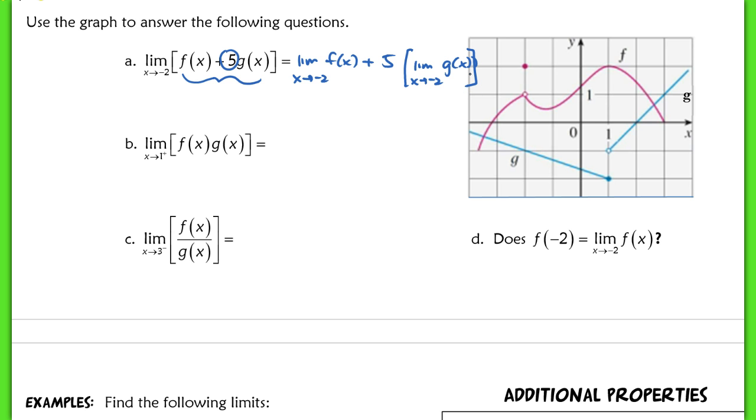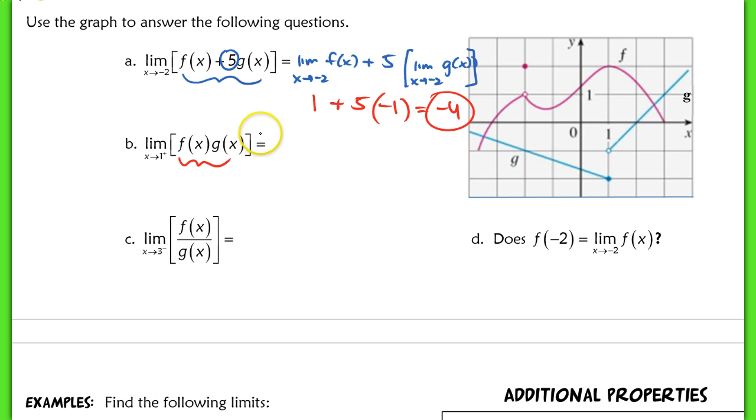Now it's much easier to use our graph here to answer this question. So if f is the red graph here, or I guess the purplish kind of graph here, we want to find the limit as x approaches -2. So as x approaches -2, it looks like the limit here is 1. So we have 1 plus 5 times the limit of g. In this case, that limit of g here would be -1. So we've got 1 minus 5, which is going to be negative 4. So the limit of f of x plus 5 times g of x as x approaches negative 2 is negative 4.